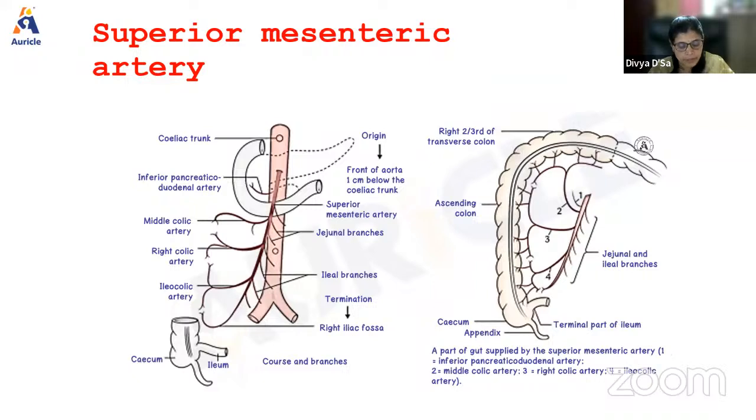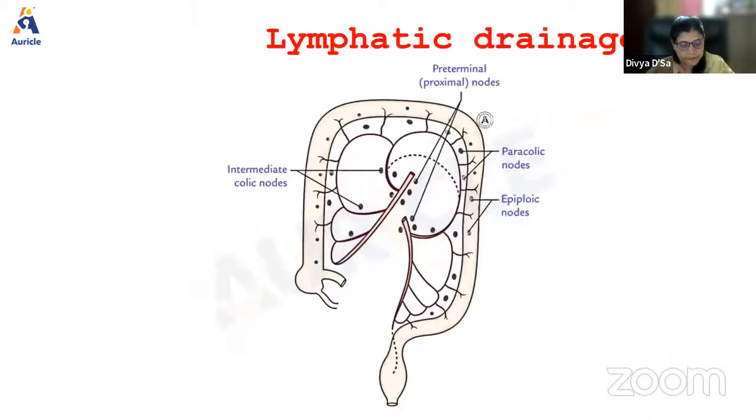Okay, so here the nerve supply is for the right 2/3 of the colon. The sympathetic nerves derive from the superior mesenteric plexus, and the parasympathetic is from both vagus. Okay, so for the right 2/3, this side, this portion.